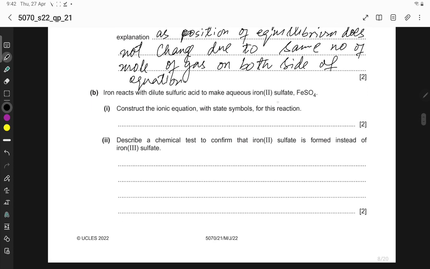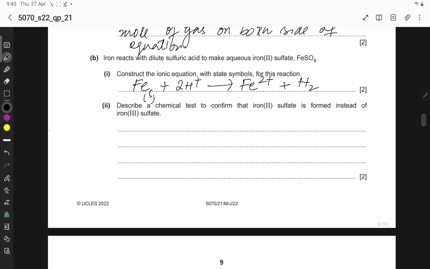Iron reacts with dilute sulfuric acid to make aqueous iron 2 sulfate. Construct ionic equation for this reaction. Iron solid plus 2H positive ion to form Fe2 positive plus H2 gas. So this reaction is like this. If this is ionic equation, aqueous and gas. So this is the actual chemical equation for this reaction.